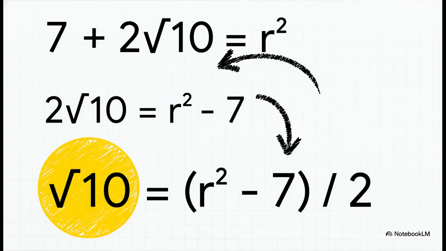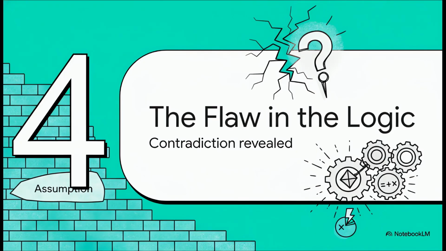Awesome. Now for step 3, we have to isolate that last remaining root, the root 10. So just like you see here, we just do a little algebra. We subtract 7 from both sides, and then we divide everything by 2. And that leaves us with the square root of 10 all by its lonesome on one side of the equation. And just like that, we've backed our assumption into a corner. This is it. This is the moment of truth. We're about to see the fatal flaw in our logic. So pay close attention to what happens next.